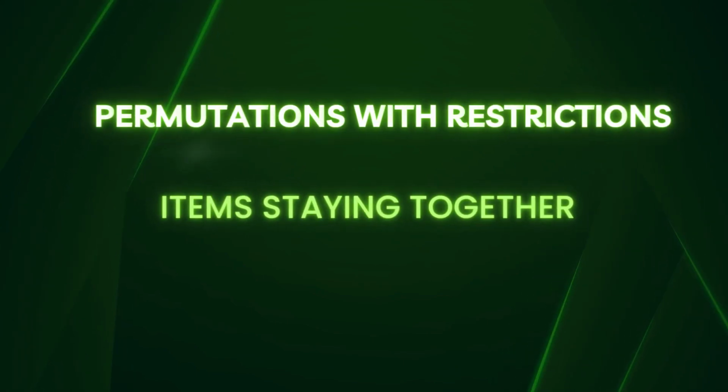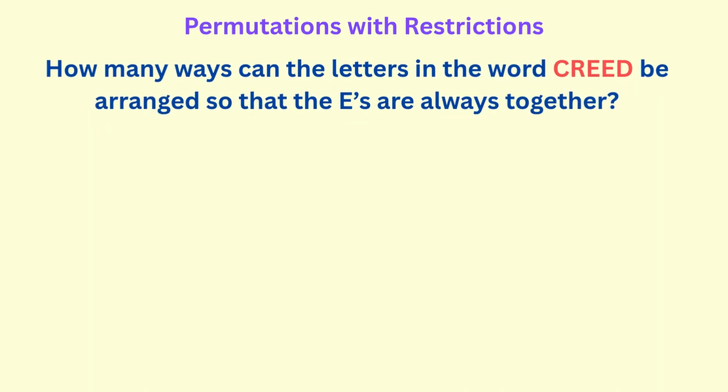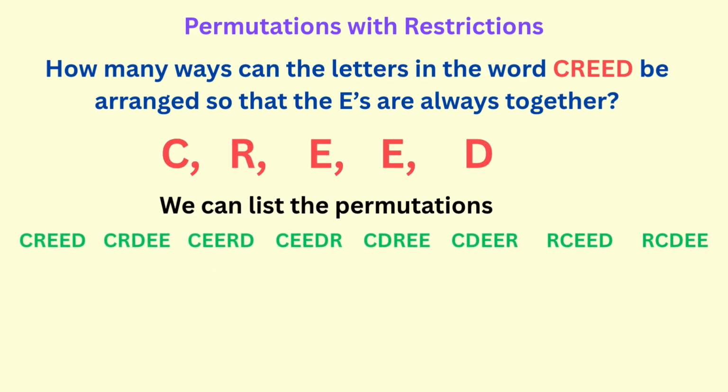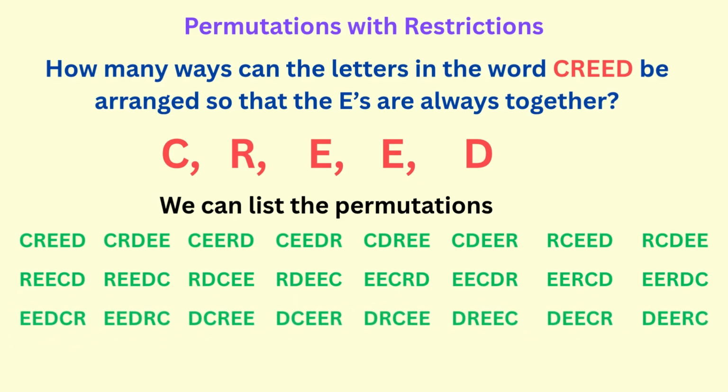Today, we're solving permutation problems where items stay together. Let's say we have the word creed, and we want to arrange its letters so that the E's are always together. How many unique arrangements can we get? One method of doing this is to list out all the possibilities with the E's together and count them.